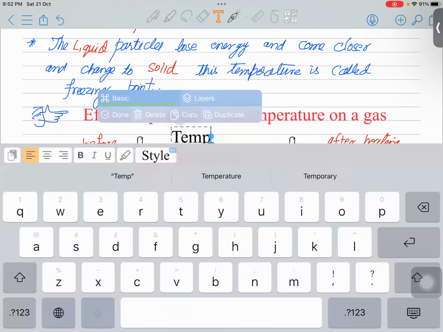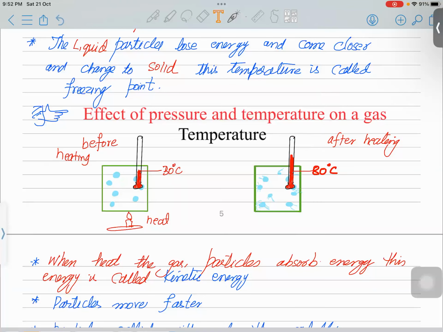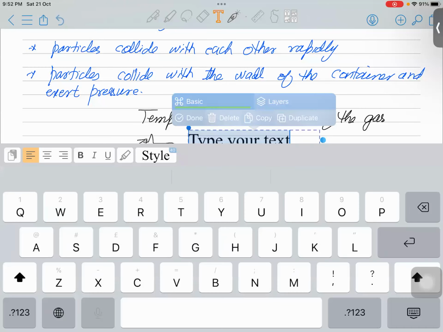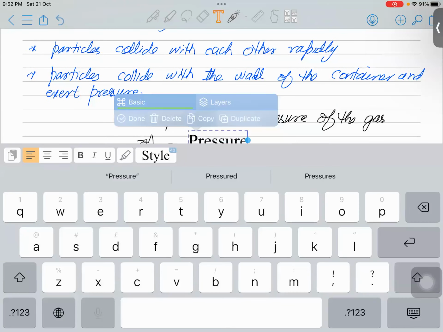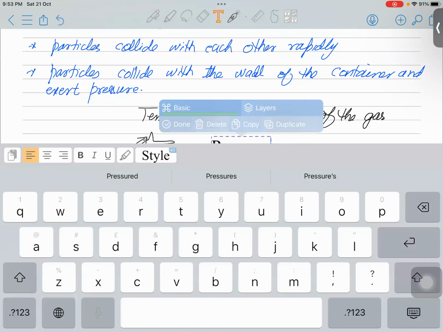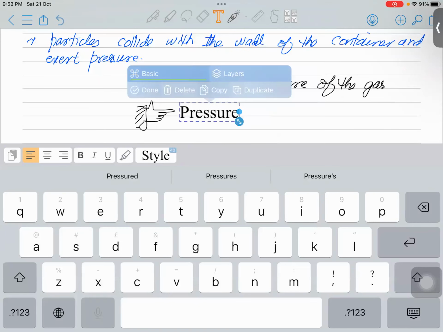This is temperature. Now pressure. Next heading is pressure. What is pressure? What is the effect of pressure? Now look at the example.